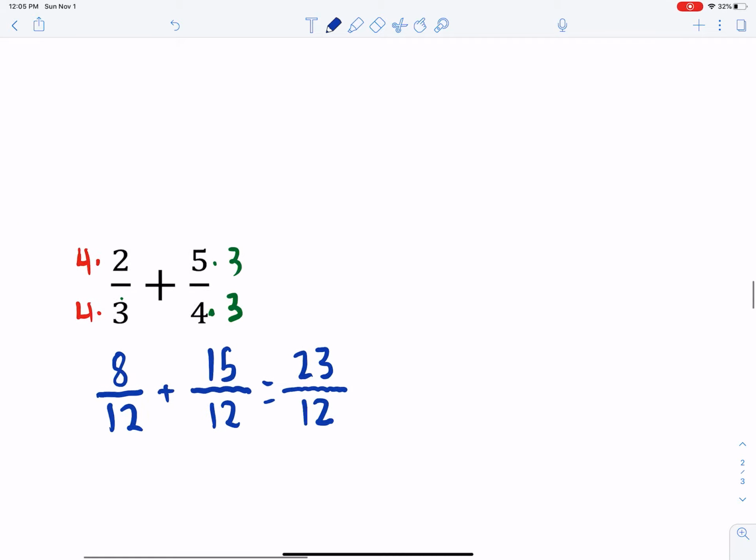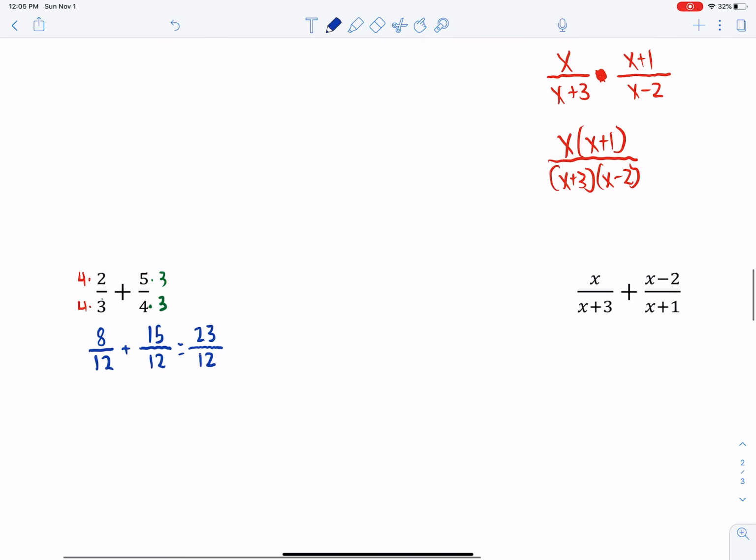Having done that, let's look at a similar example using x over x plus 3 plus x minus 2 over x plus 1. First, I like to put parentheses around all these things with more than one term, or just put it around all, just to make it easier to look at.